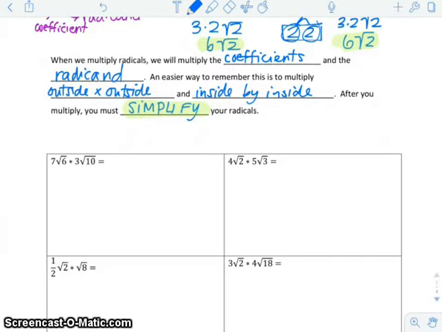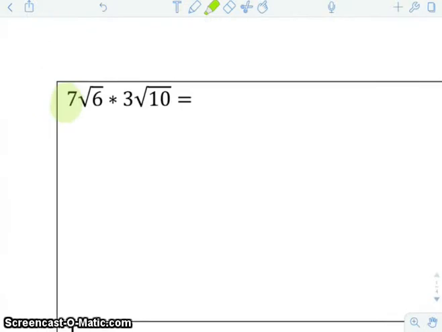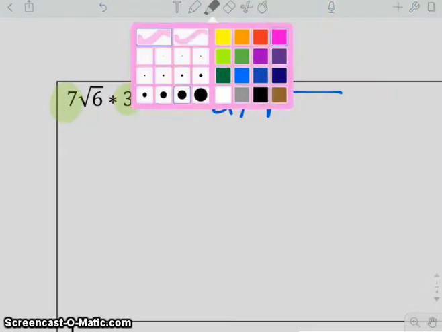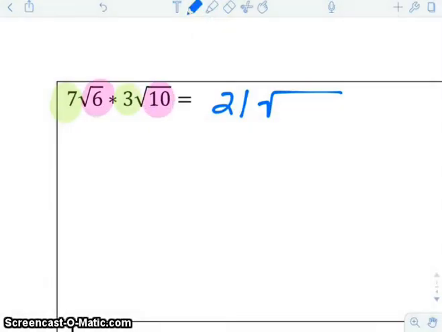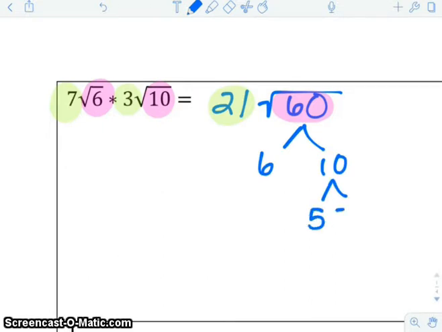I'm going to multiply their coefficients. So I multiply 7 times 3, and I get 21. And then I multiply their radicands. So I multiply 6 times 10 and get 60. So I have my coefficients and my radicands, and now I need to simplify. I'm going to use prime factorization. So 6 times 10, this breaks into a 5 and a 2. This breaks into a 3 and a 2. I circle my final factors.